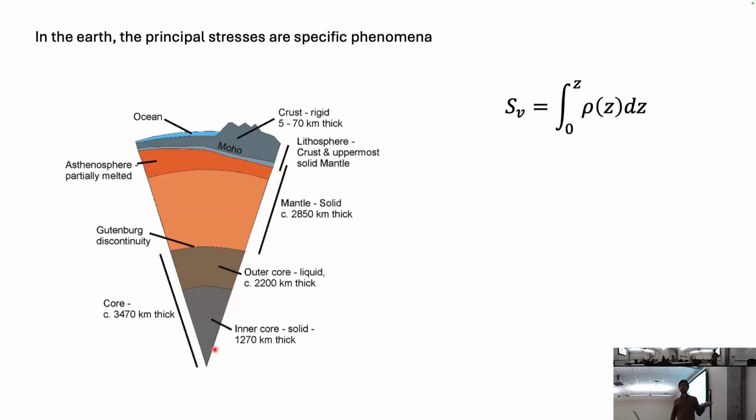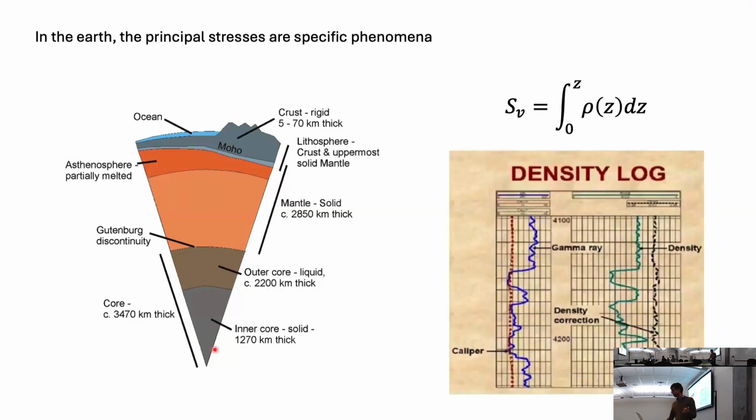And that'll give us the vertical stress. And in petrophysical terms, we have something called a density log, where when you drill a well, you can take measurements in the well with tools, with scientific equipment. And one of the measurements that's commonly taken is the density log, which just gives you an assessment of what the density looks like for different rock formations throughout the column of the earth.